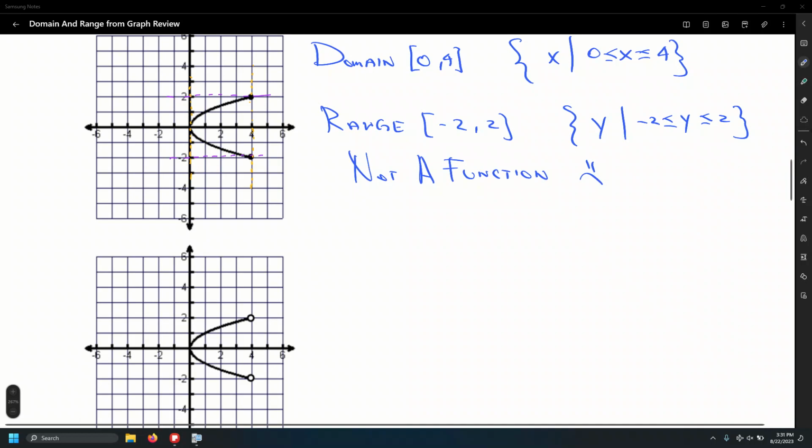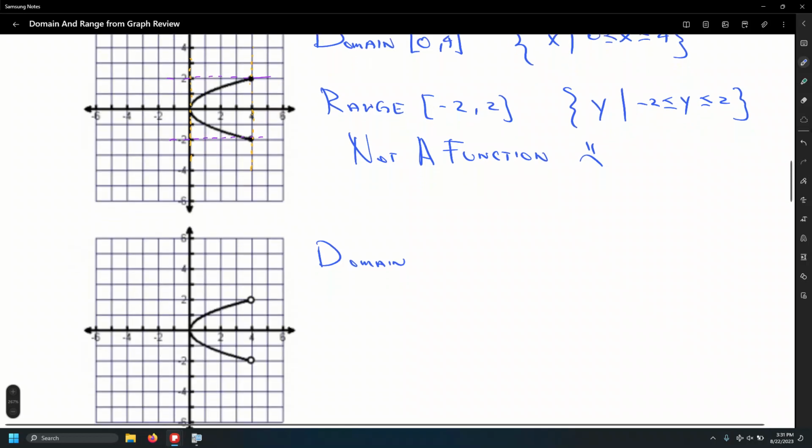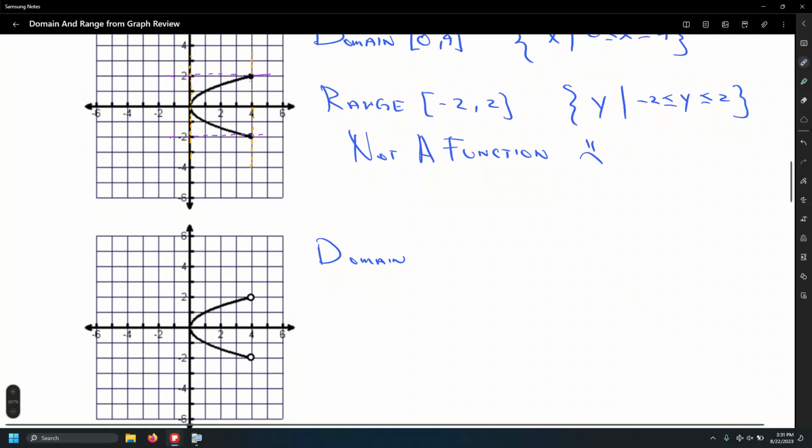So, domain. Very similar to the previous exercise. Just scan from left to right. It's still going to start at 0, including the 0, because we have a solid point. However, using these open circles at 4, we had full circles at 4 in the previous example. Now we have them open. What would that mean in this case? Not equal to 4. So yes, it's still equal to 0, but not equal to 4.